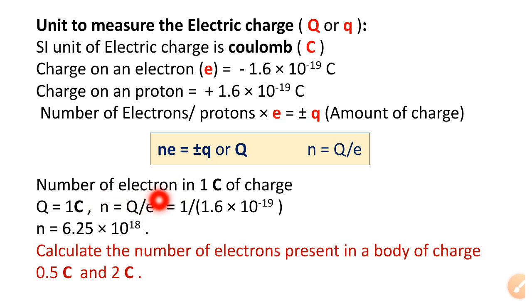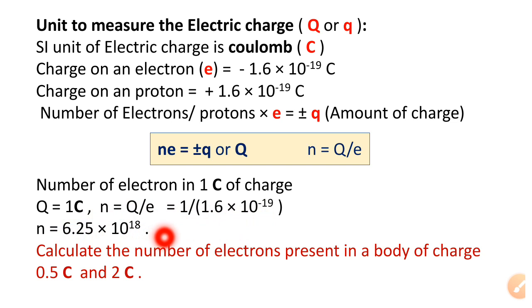Number of electrons in 1 Coulomb of charge. We have Q, the total amount of charge, given as 1 Coulomb. To find the number, we have the formula n equals Q by e, and e, as you all know, is 1.6 into 10 to the power minus 19 Coulomb. If you solve this, we get the number 6.25 into 10 to the power 18. So this is the total number of electrons present in 1 Coulomb of charge.